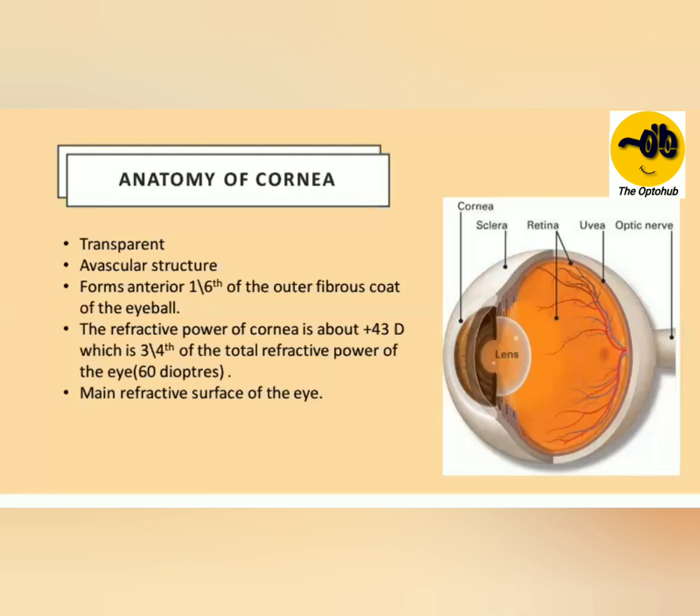The refractive power of the cornea is about 43 diopters, which is 3/4 of the total refractive power of the eye, which is 60 diopters. The total refractive power of our eye is 60 diopters, out of which the cornea comprises 3/4, that is 75% of the total refractive power, and it is 43 diopters. The rest, that is around 17 to 20 diopters, is comprised by our lens. And the cornea is the main refractive surface of the eye. It forms the major refractive surface of the eye. How, we will get to know in a later slide.